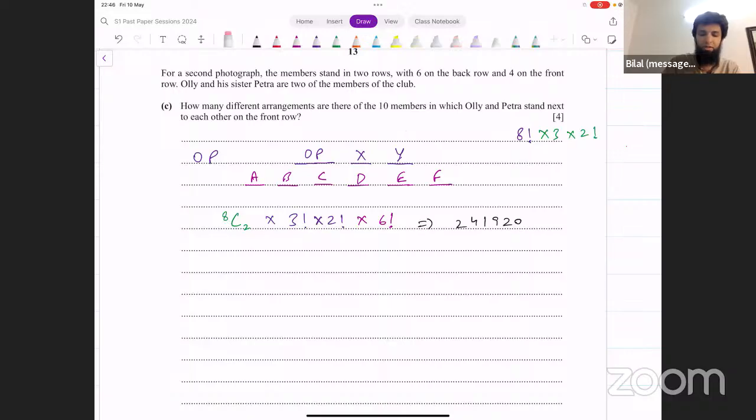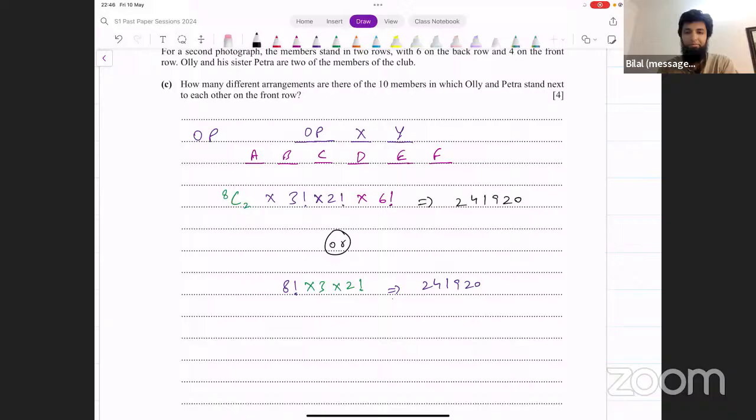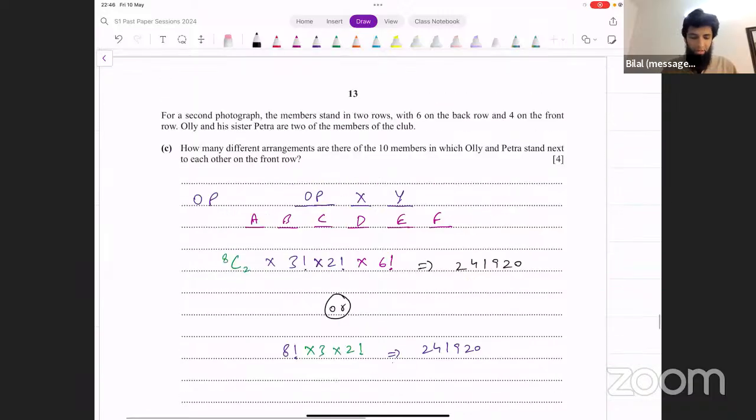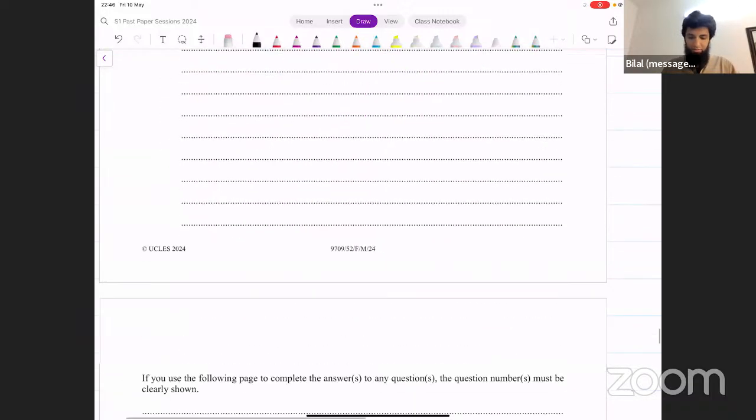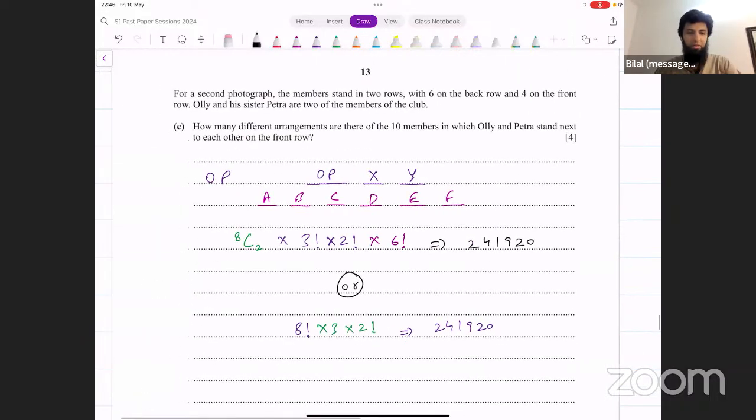So yes, that could be another possibility, but then you have to make sure that you account for O and P moving around as well. So there are 3 cases for that, and that could give you the same result as well, 241920. That could be another possibility. All right, so that's part C. And that's it. That completes this paper. That's all that we had to do in this one.